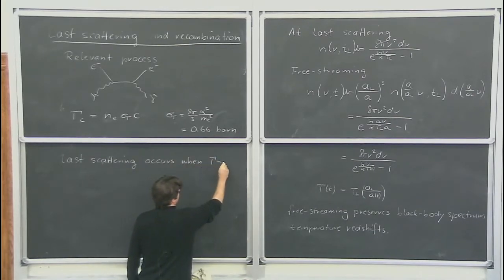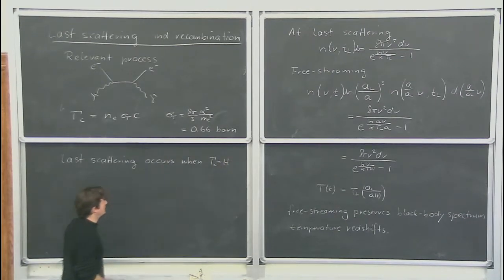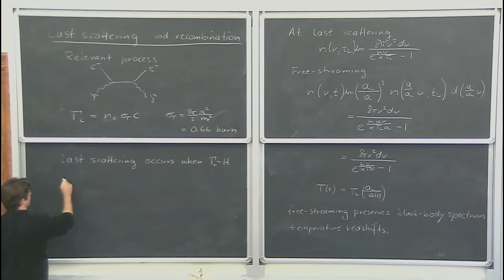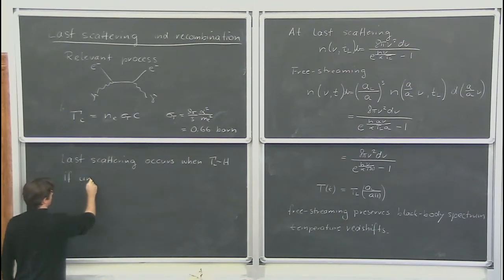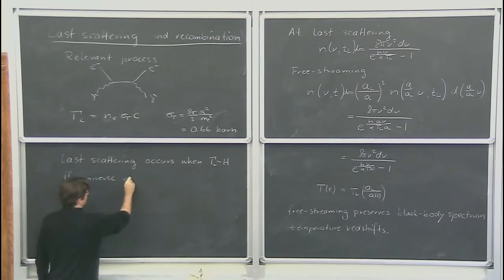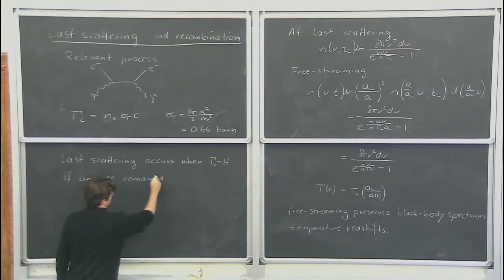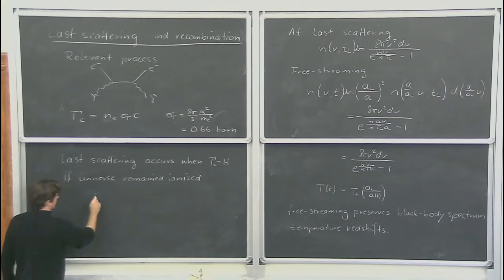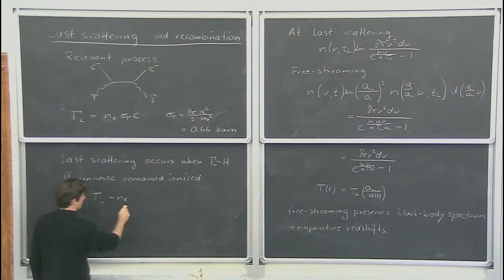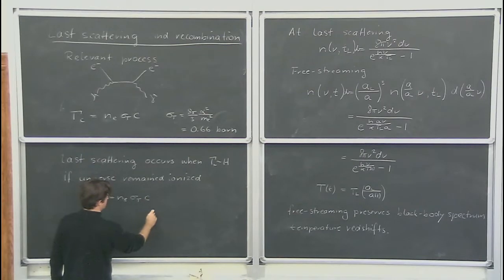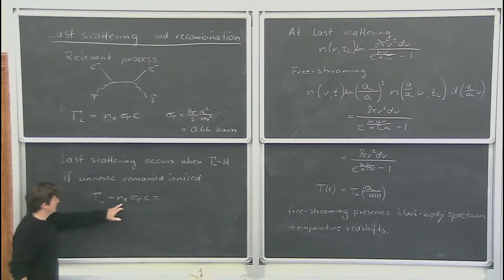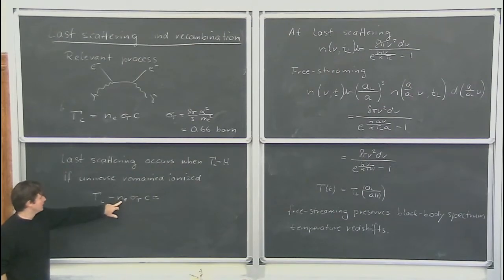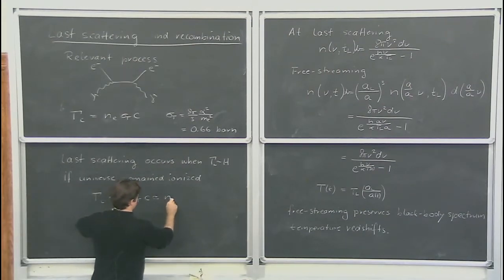So this occurs when the rate becomes of order Hubble. And if the universe remained ionized, we would just have that the scattering rate, which we said is equal to the number density of electrons times the Thomson cross-section times the speed of light. This would be essentially the number density, which we know from observations. So this would be the baryon number density times the Thomson cross-section times the speed of light.